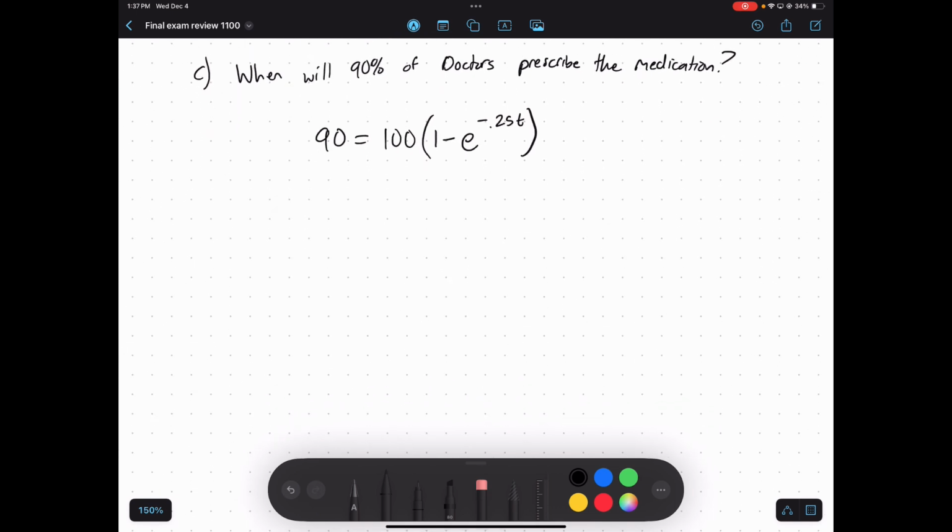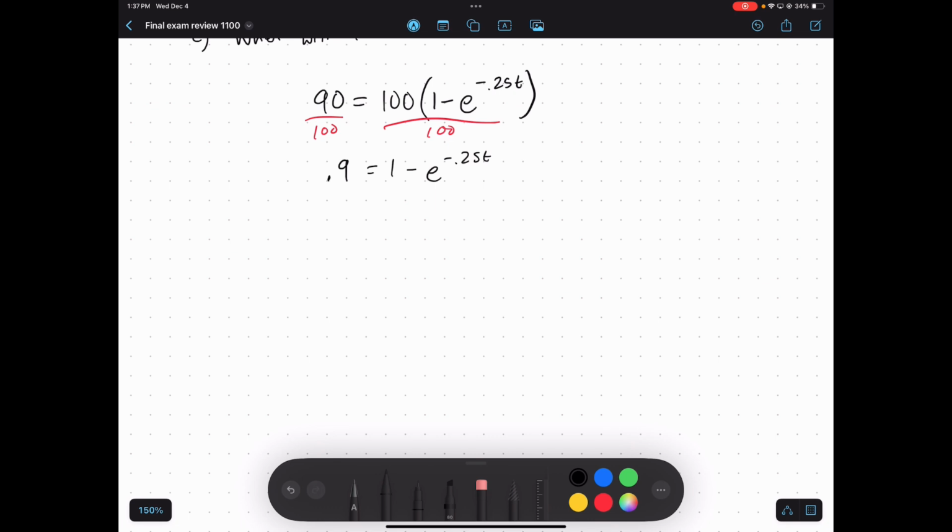So solve for it, right? You can divide both sides by 100. You're left with 0.9 equals 1 minus e to the negative 0.25t. I'll subtract both sides by 1, divide by a negative, and you're left with 0.1 equals positive e to the negative 0.25t. How do I get past this point?